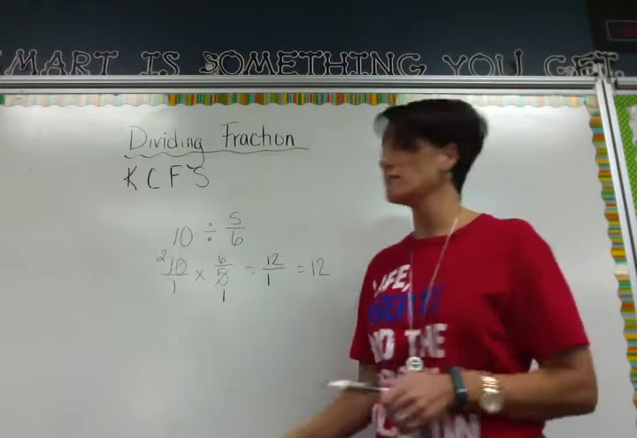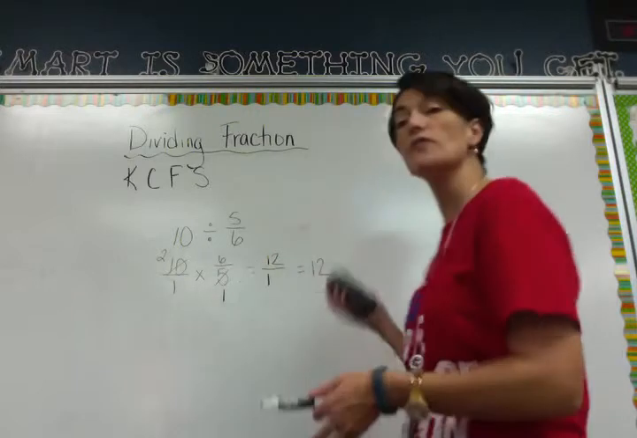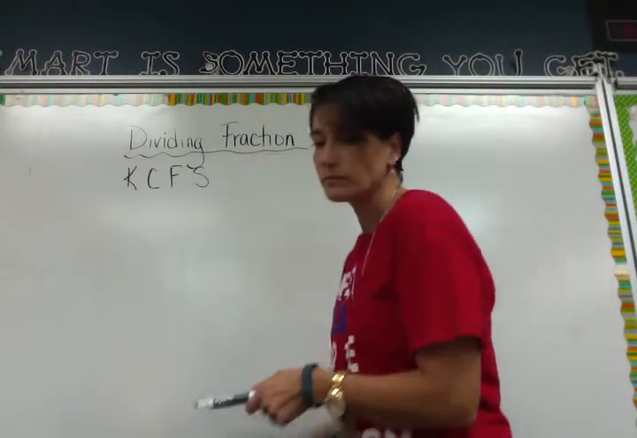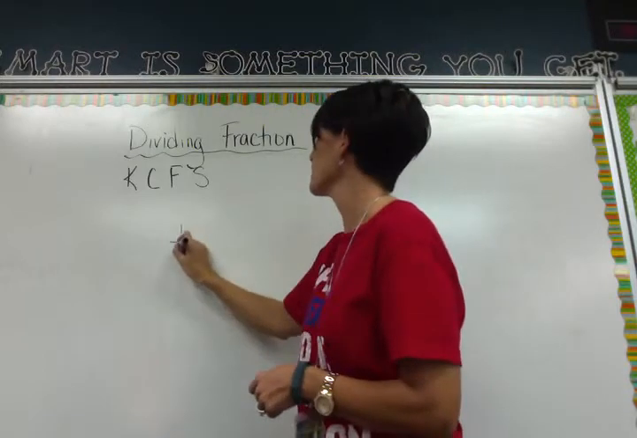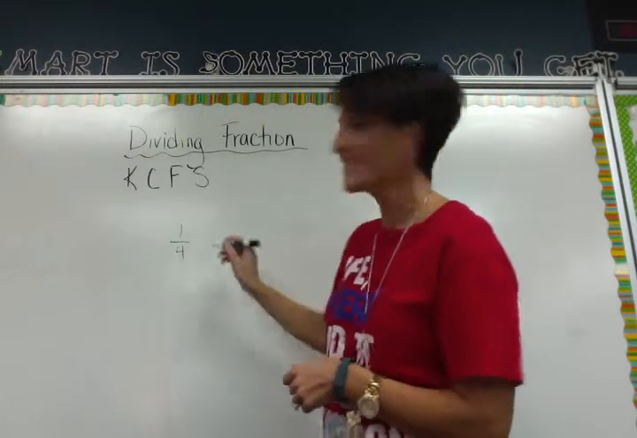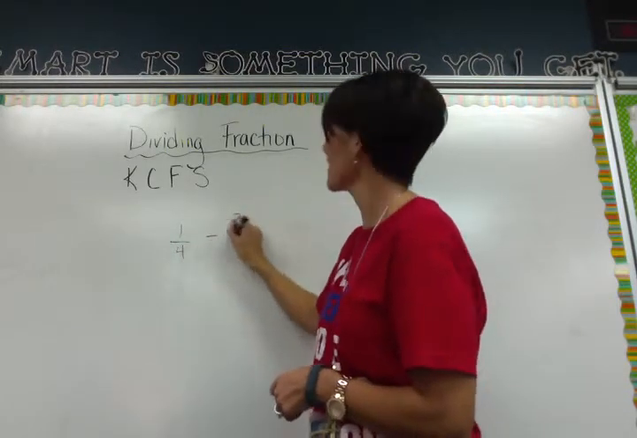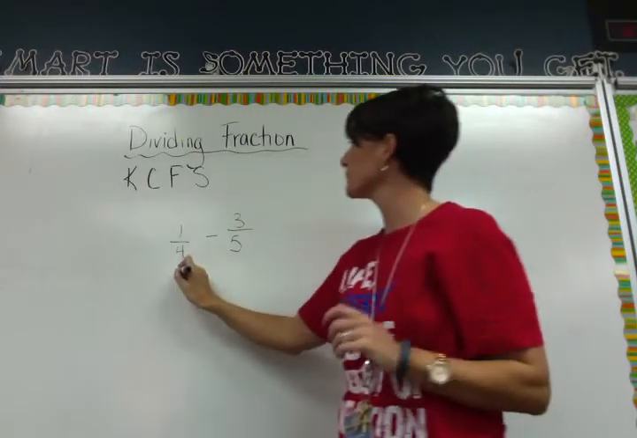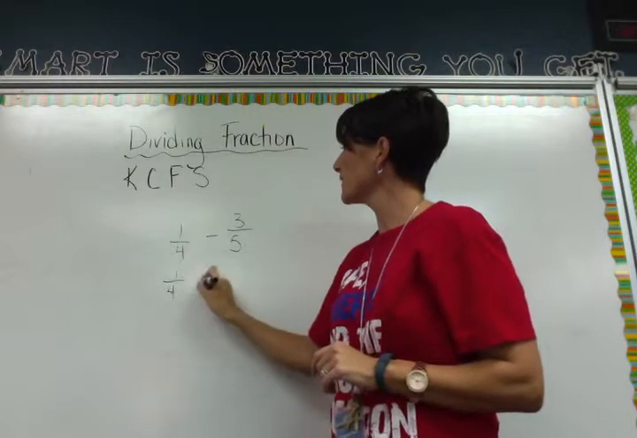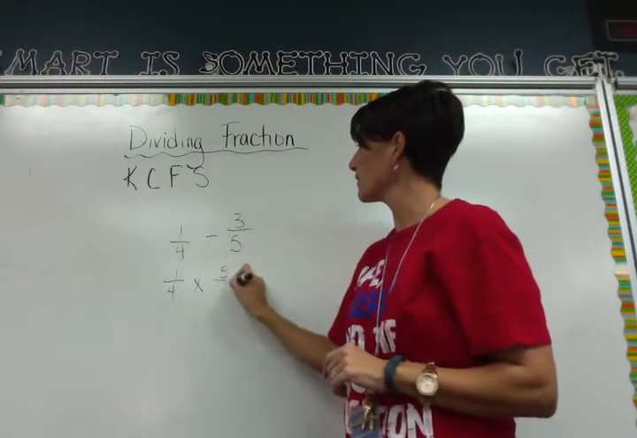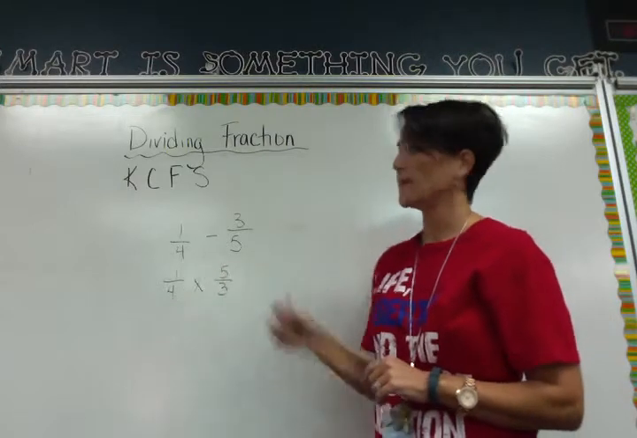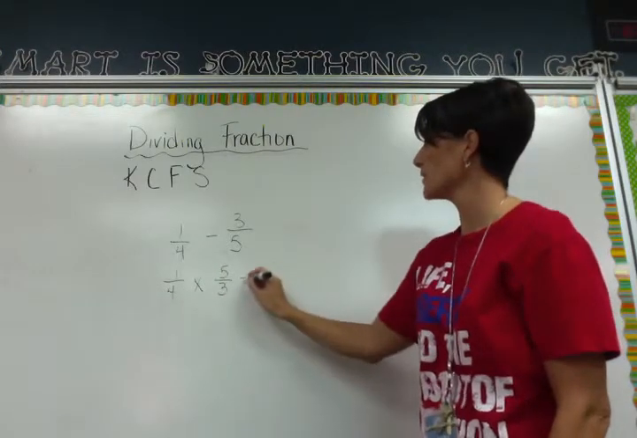All right, so let's change it up just a little bit. Instead of doing whole numbers, let's do fractions and fractions and see what happens. So our first problem is 1/4 divided by 3/5. Okay, so we're just going to use that acronym again. Keep, change my symbol out, and flip it over. See if I can simplify. In this case, I cannot, so I'm just going to multiply across.